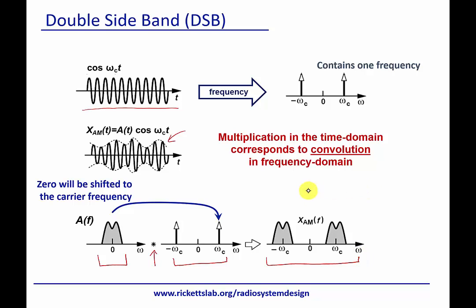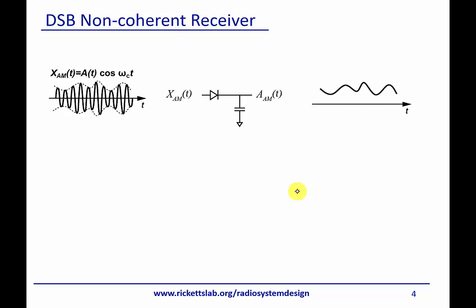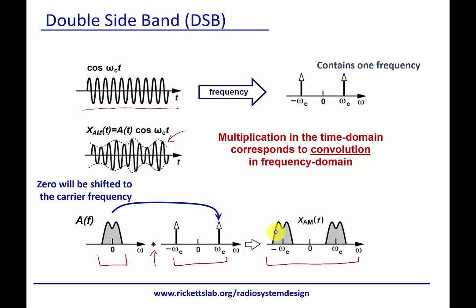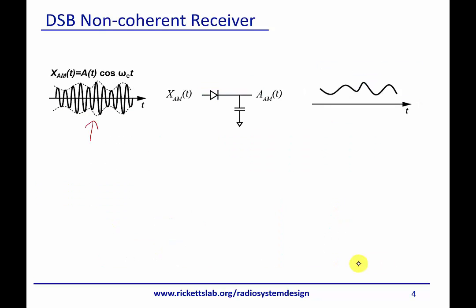All right, so the first one I want to talk about is a non-coherent receiver. By the way, I should mention that this right here is a double sideband because we have 2 sidebands, right? And if we want to receive that, a simple way to do it is with a non-coherent receiver. And what do I mean by non-coherent? Non-coherent means I don't know anything about this carrier wave. I don't know its frequency, I don't know its phase. All I know is that it has this nice little analog modulation on it.